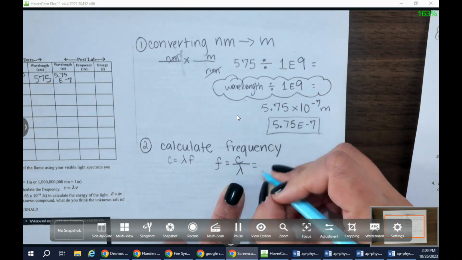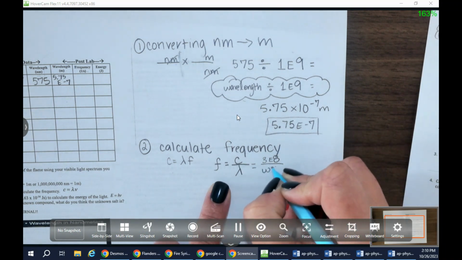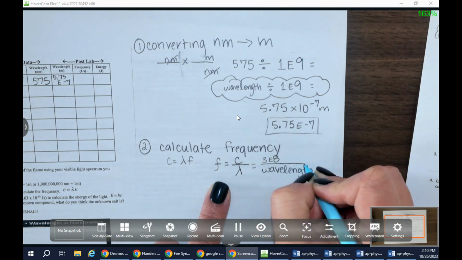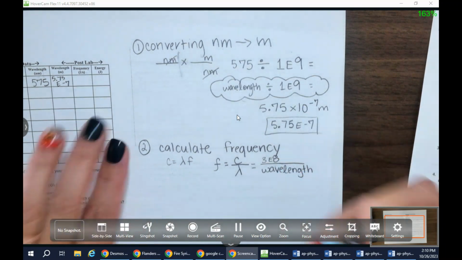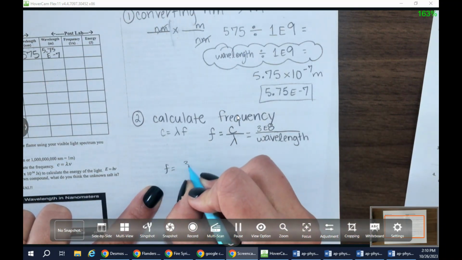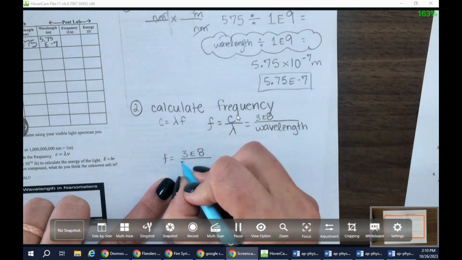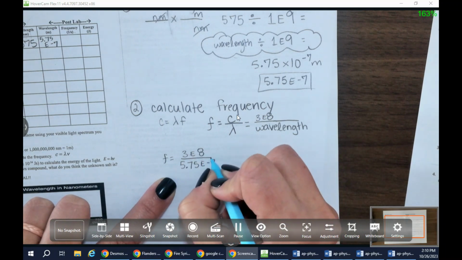We know speed of light is 3e8, 3 times 10 to the 8th power. We're going to divide that by whatever wavelength we got in the previous row. So I had this as my wavelength, and that's my speed of light. When I go to type this in, frequency is going to be equal to 3e8 divided by my wavelength, which was 5.75 e negative 7.